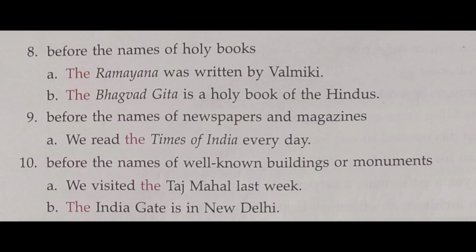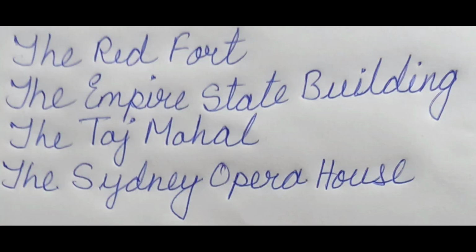Number 10. The article the is used before the names of well known buildings or monuments. For example, the Red Fort, the Empire State Building, the Taj Mahal, the Sydney Opera House, etc.